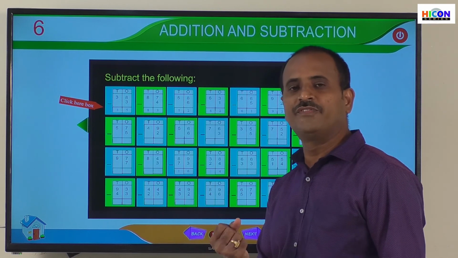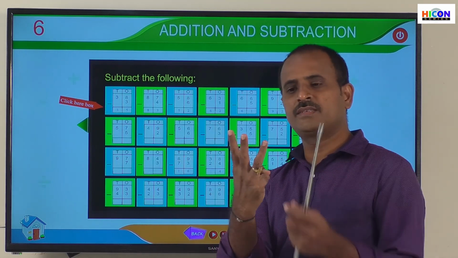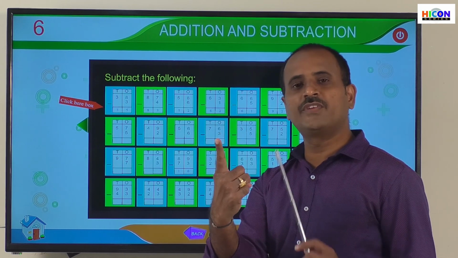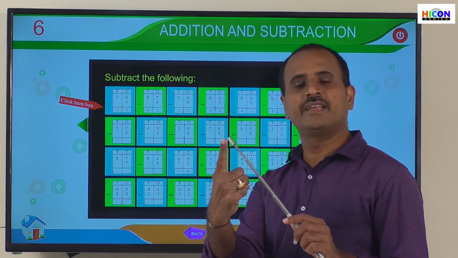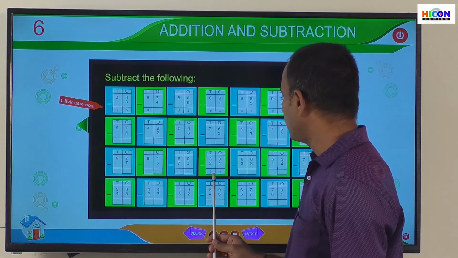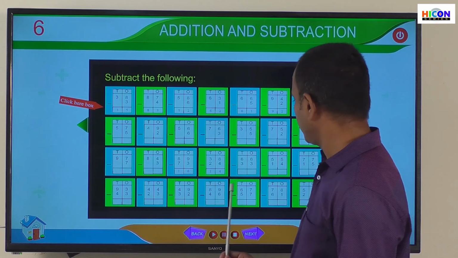So first you open 3 fingers. 1, 2, 3. And close 2 fingers. 1, 2. So children, I have closed 2 fingers. How many fingers are remaining? There is only 1 finger. So write 1 under the tens place. The answer is 14. So go to the next problem.